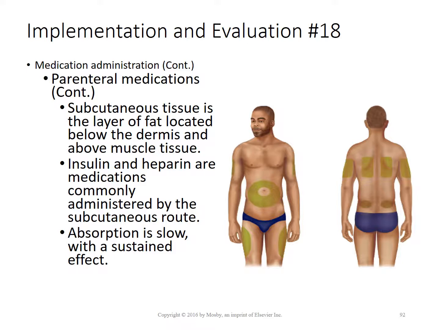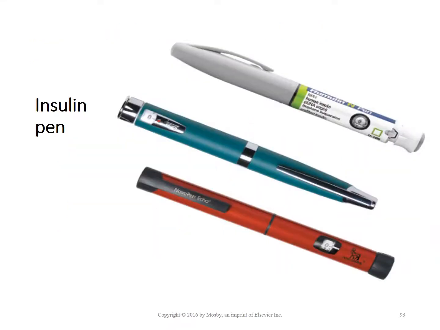Anterior thigh, abdomen 2 inches away from the umbilicus or any scars, upper iliac crest, in the back between the scapula and the spine but 2 inches away from the spine, or over the triceps muscle on the posterior arm, or I forget if I said anterior thigh already. 3, 4, 5. So that's about right there.